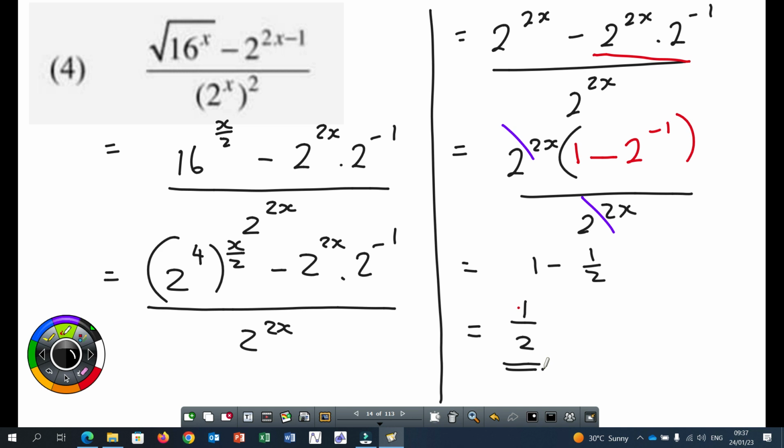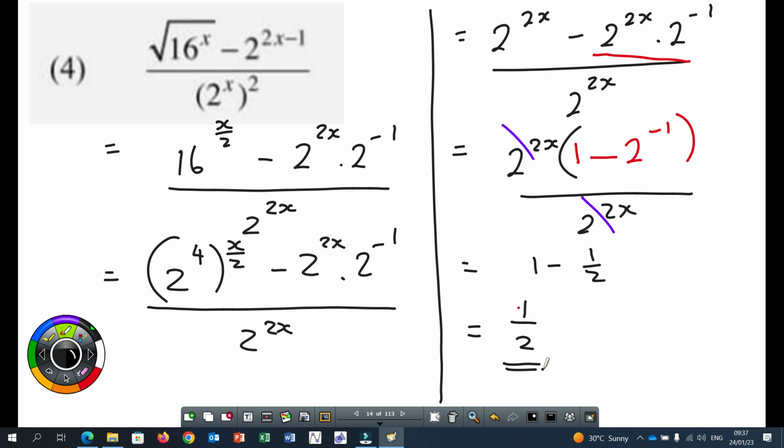It's 2 to the power of 2x. Wait, it's 2 to the power of 2x times 2 to the power of minus 1. So you don't keep the negative sign. Which negative sign? Negative 1 to the power of a. I talk about this one here. This negative sign here doesn't affect anything in terms of taking out the common factor.